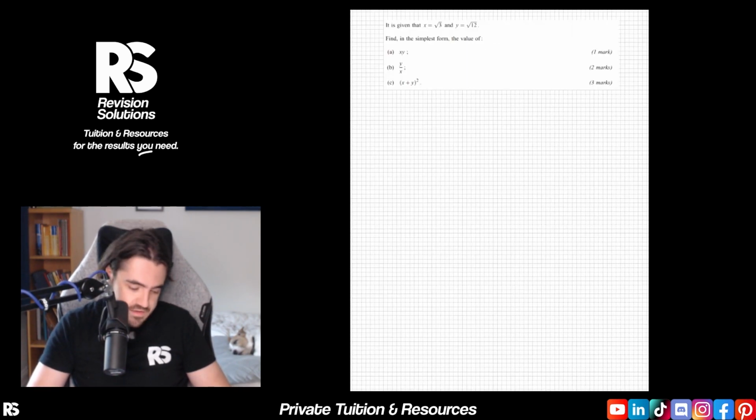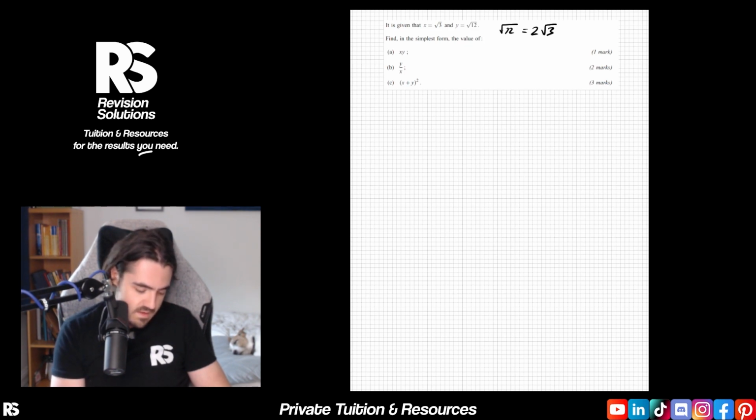The next question says it's given that x is root 3 and y is root 12. Can we find in the simplest form the values of x times y, y over x, and x plus y all squared? Well, the first thing I would do is write root 12 in terms of root 3. We saw that in the last question. Root 12 we saw earlier was simply 2 root 3. So then part A, we've just got root 3 times 2 root 3. Root 3 times root 3 is 3, and then 2 times 3 is simply 6. So part A is just 6.